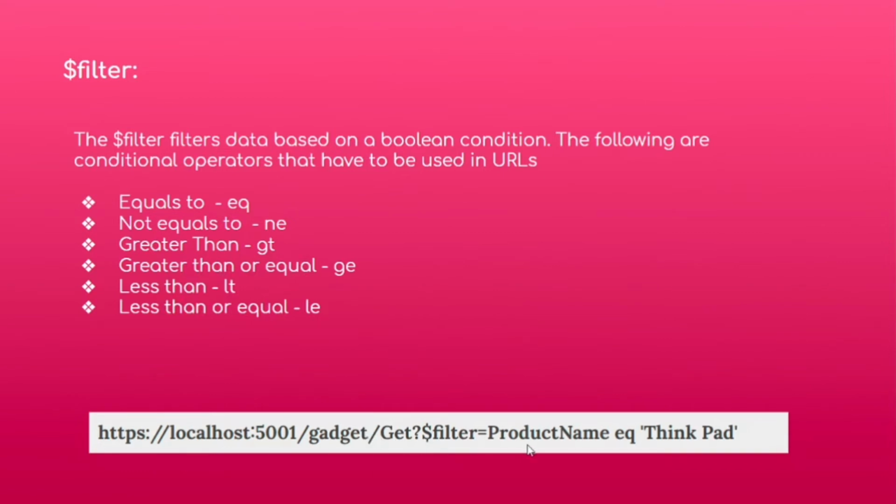Here is the sample query URL. What I am doing here is filter equal to product name. Product name is my column name. EQ represents equal to. I am comparing with the word in single quotes, ThinkPad. So it will return only products with the product name ThinkPad from the server. Let's test this URL.